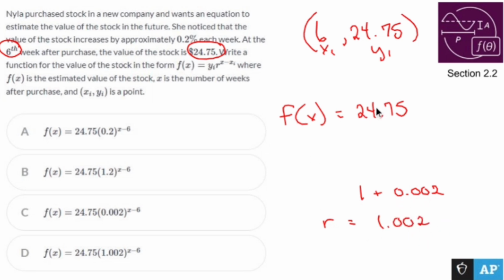So f of x equals y sub 1 times the common ratio, 1.002, to the x minus x sub 1. So I guess we're just going to use regular x minus 6, which appears to be u. Kind of a strange problem. I don't like it.